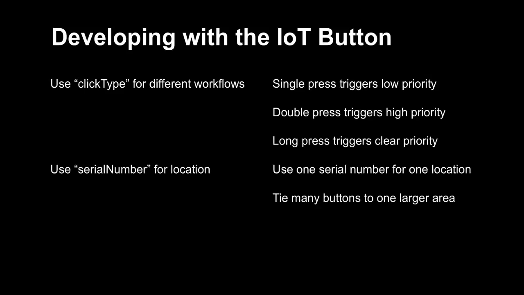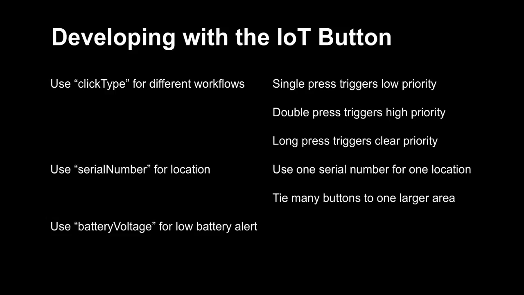In a later demo we'll actually use DynamoDB, and it will take every single serial number and tie that serial number to a complete store and an area of the store, a retail area. So you can use a database to say these 5 buttons with these serial numbers always relate to the first floor or the second floor or one larger area.